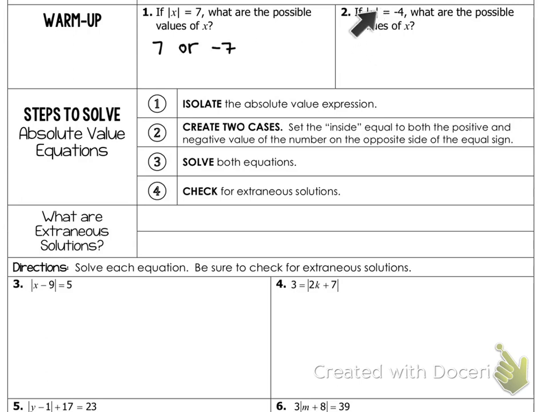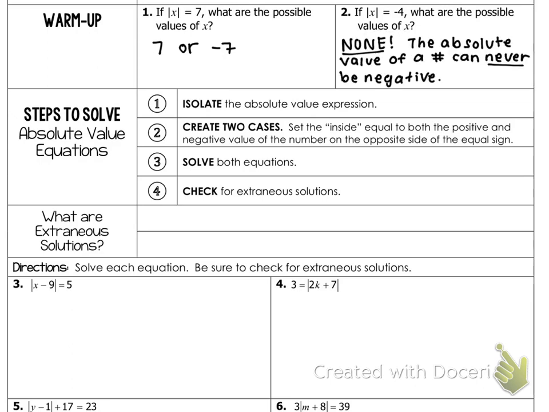Okay. If the absolute value of x equals negative 4, what are the possible values of x? None. Okay, the absolute value of a number can never be negative. So even though we can plug in a negative into an absolute value, we'll always get a positive number. If we plug in a negative 4, it's going to come out positive 4. And if we plug in a positive 4, it's going to come out positive 4. So there's no solution here. The absolute value of 4 equals 4, not negative 4, ever. There's no possible values of x there.